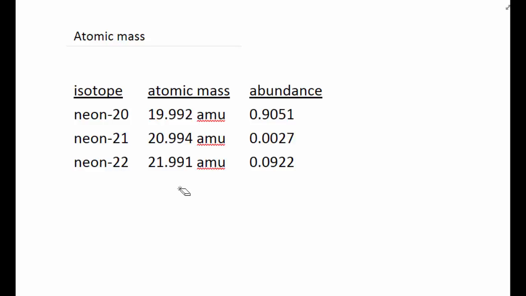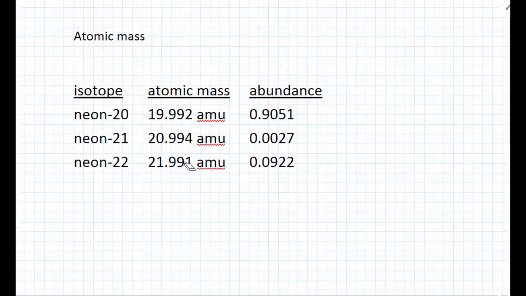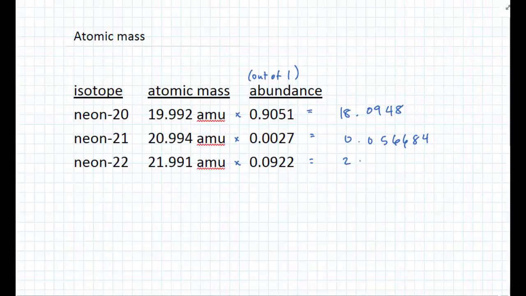Okay? So what actually happens is we use these abundances to weight those three atomic masses. Okay? So if we take each of those masses and multiply them by their fractional abundance, right? That's out of 1. Okay? Essentially, an abundance of 0.9051 means 90.51%. So it's just like a percent out of 1. All right. So if you do a little bit of number crunching here, let me tell you what these are. 18.0948, okay? 0.056684, 2.02757. Okay. So then what we do is add those all up.